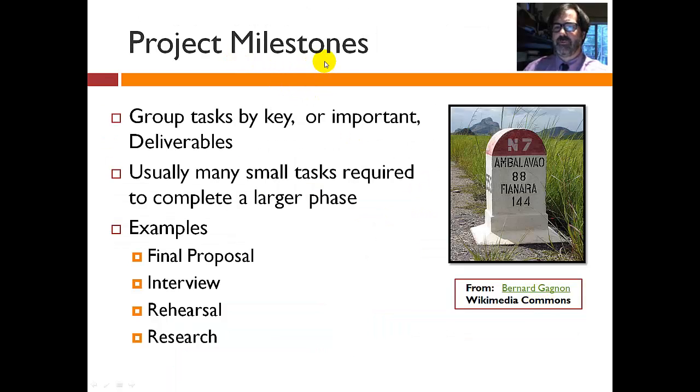Project milestones. Often what happens is we group important tasks or key tasks, key deliverables into what we call a milestone. That's what a milestone is. Usually there are lots of small tasks required to complete a big task. When you complete the larger task, all the small tasks, then you call that you've completed a milestone, something important.